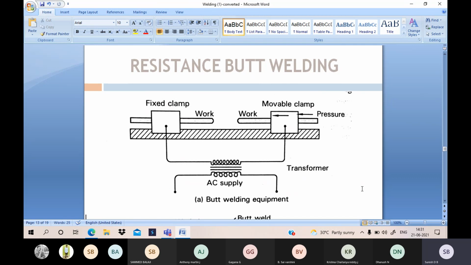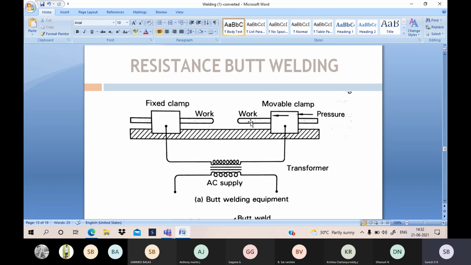Here, resistance butt welding. Here we use two pieces. By using an electric power supply we can join both the pieces. Here this transformer supplies the power to the workpieces. See here, one workpiece is rigidly fixed by using a clamp. This is the fixed workpiece. The one on the right side is also a workpiece. This one moves left to right or right to leftward direction.